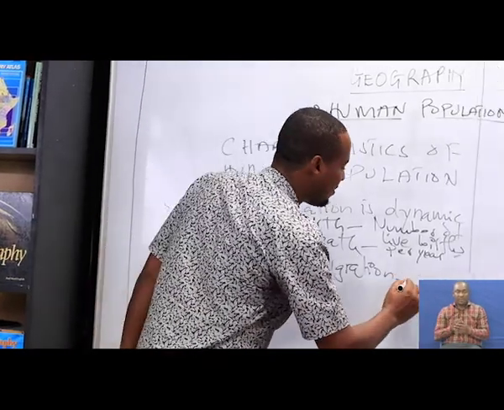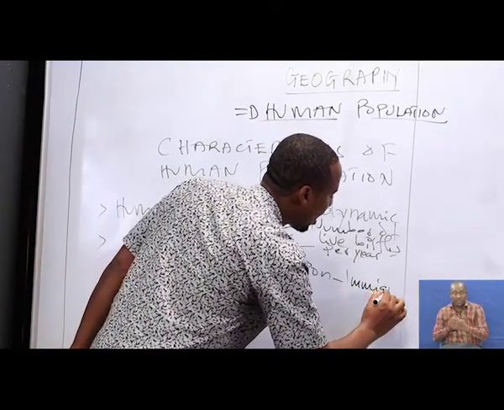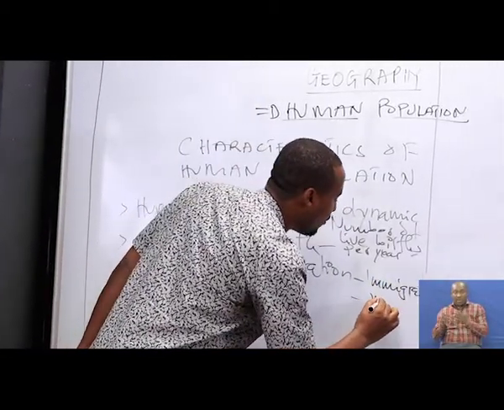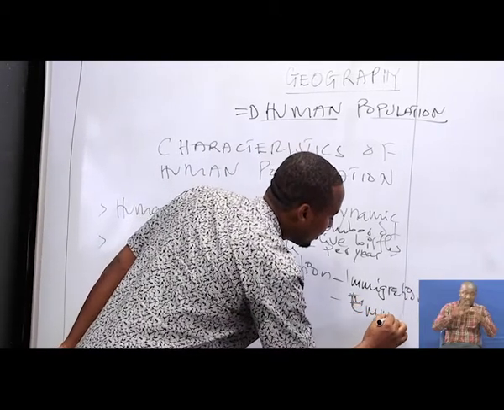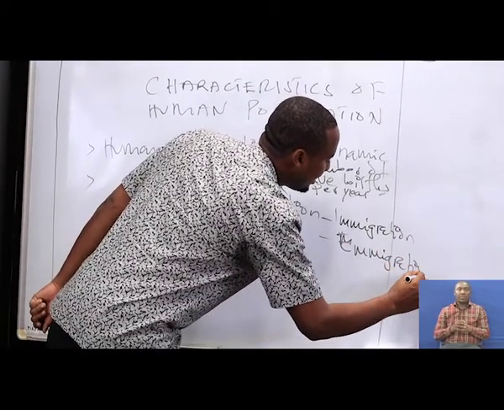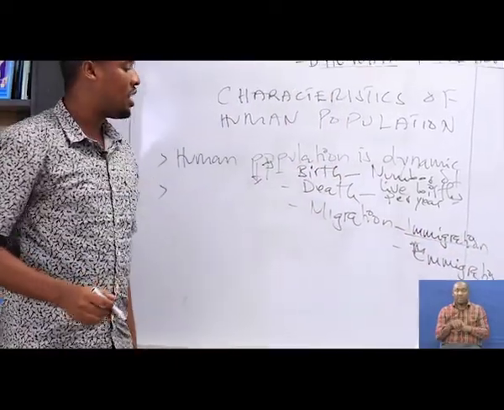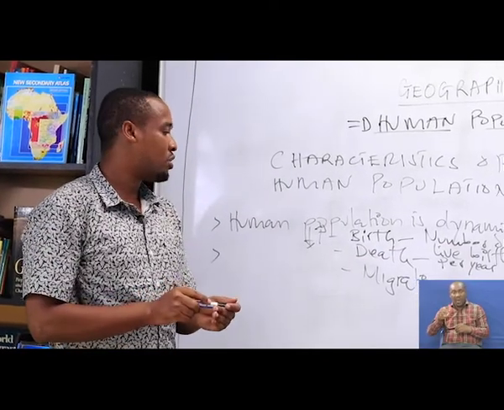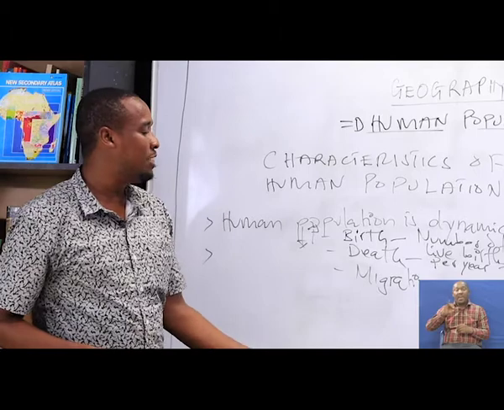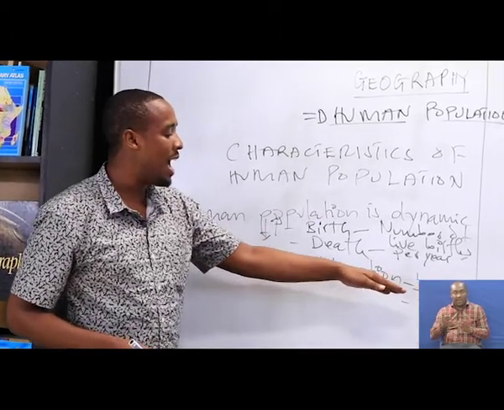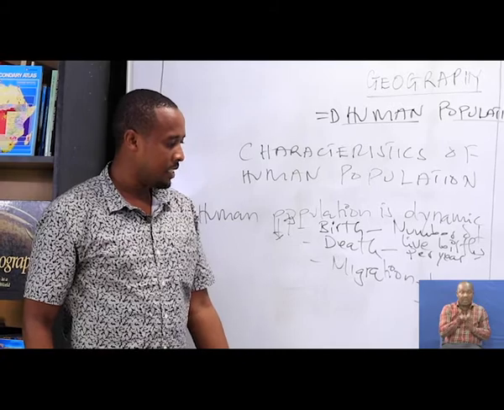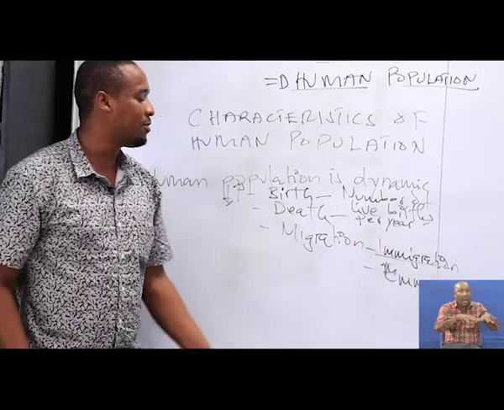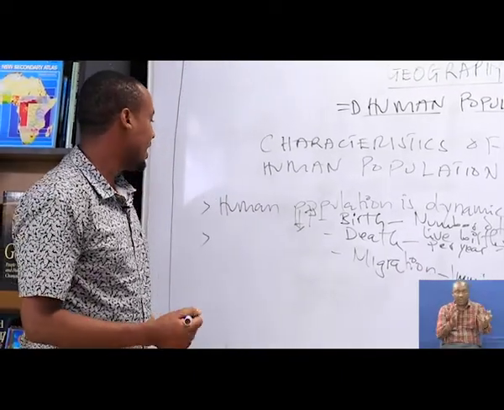Then I said it can be those people who are moving in and those who are moving out, whether immigration or emigration. These two forms of migration can lead to an increase in people when people are moving in. When people are moving out, it can lead to a decrease, but immigration can lead to an increase of people in any area.